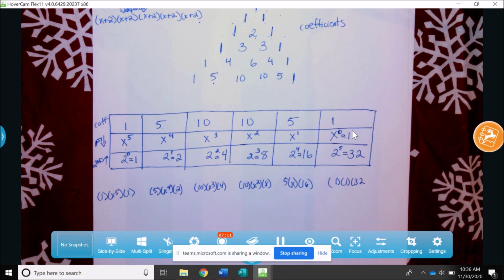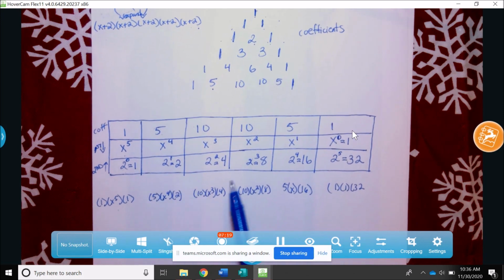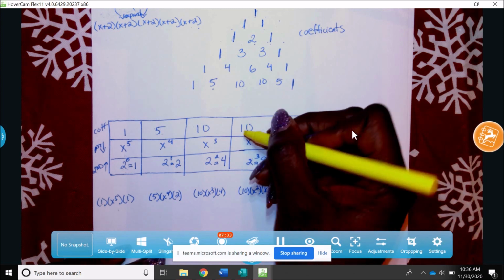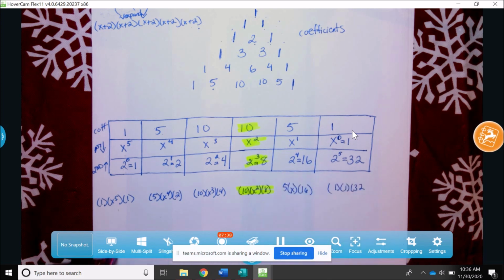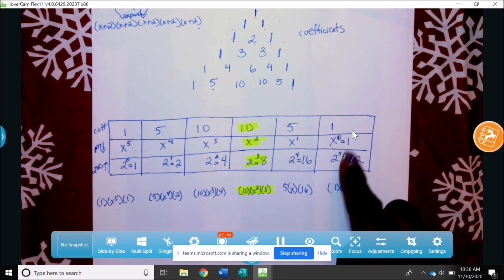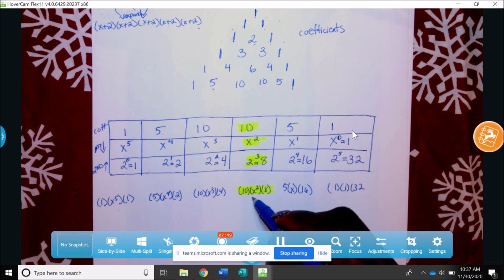Now, this problem asks us for something very specific. They didn't ask us to complete the problem. They only wanted the coefficient for the x squared term. So this is the x fifth term. This is the x to the fourth term. This is the x to the third term. This is the x squared term. Okay, this is the x to the first term, and this is the x to the 0 term, or the very last term.